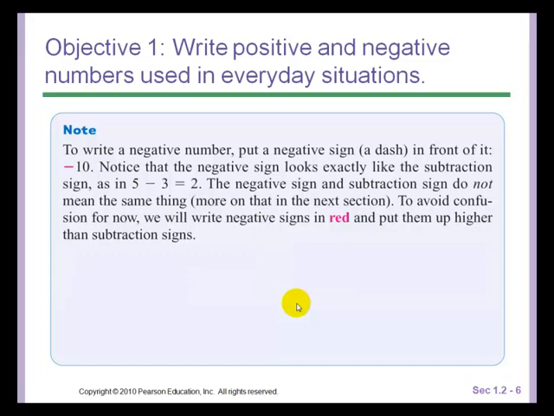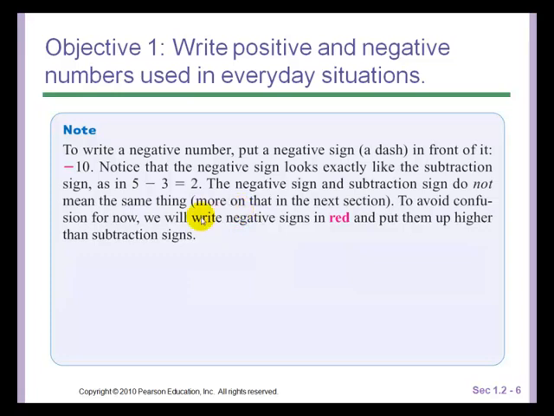Note, to write a negative number, put a negative sign or a dash in front of it. This is negative 10. But you have to notice that the negative sign looks exactly like the subtraction sign, as in 5 minus 3, which equals 2. The negative sign and subtraction sign do not mean the same thing. We'll talk about that more when we get into subtraction.